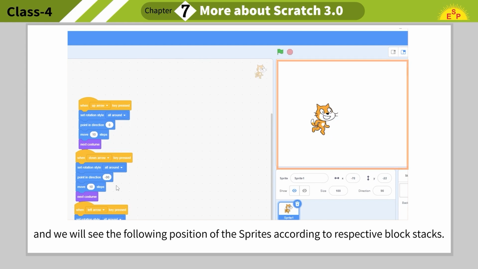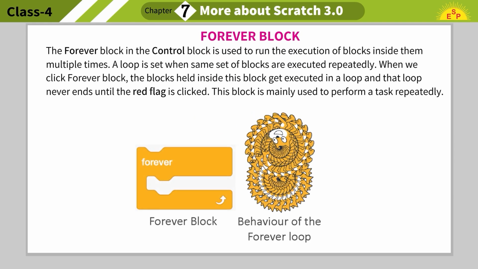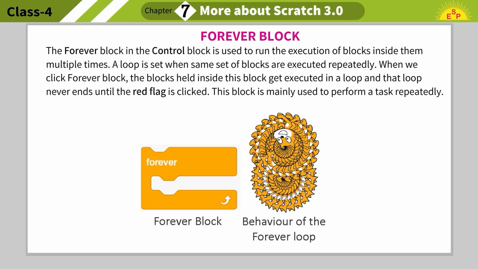Forever block. The forever block in the control block is used to run the execution of blocks inside them multiple times. A loop is set when same set of blocks are executed repeatedly. When we click forever block, the blocks held inside this block get executed in a loop and that loop never ends until the red flag is clicked. This block is mainly used to perform a task repeatedly.